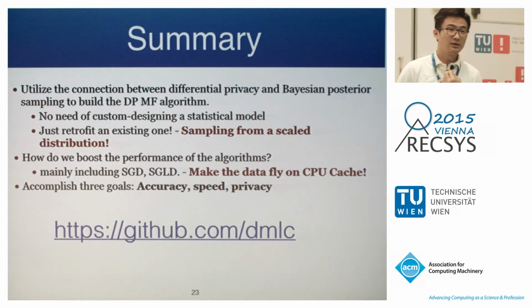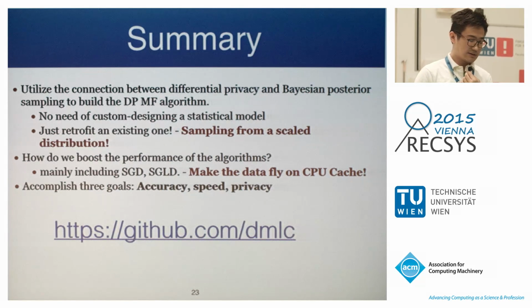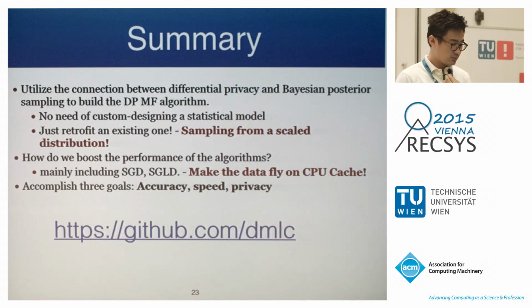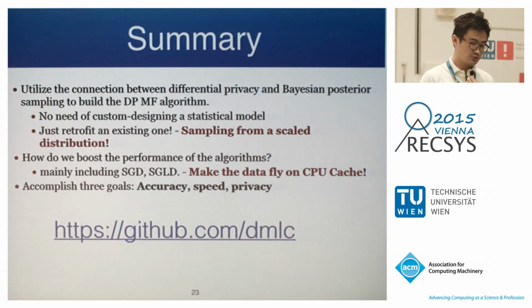To summarize and take away: for anyone who wants to design a differentially private machine learning algorithm, it's simple. It's just a sample from a scaled distribution. That's it. And we describe how we boost our algorithm, especially for matrix factorization using SGD and SGLD style algorithms, and we accomplish the 3 goals: accuracy, speed, and privacy.